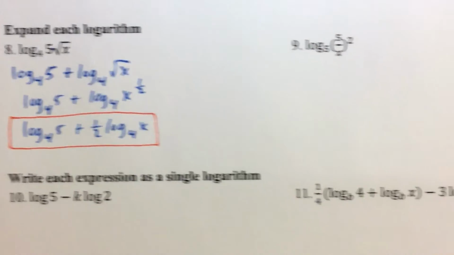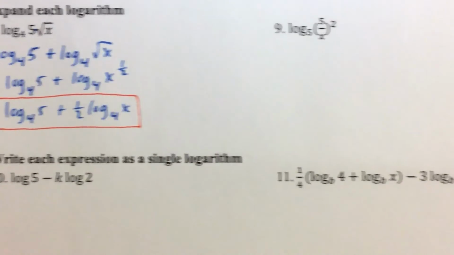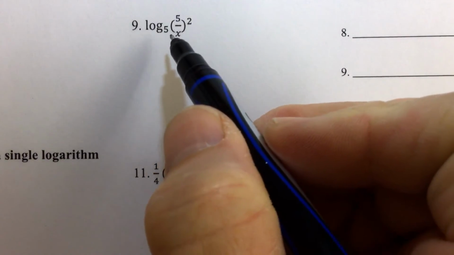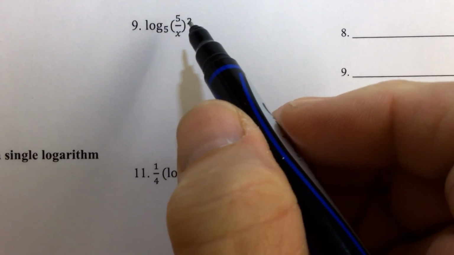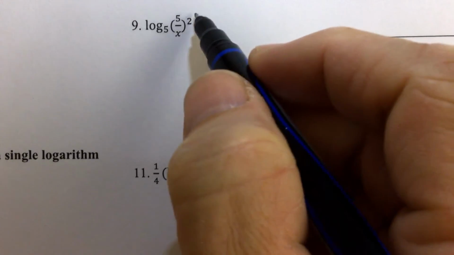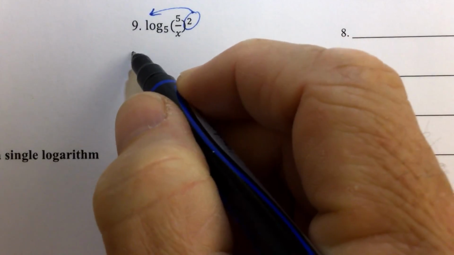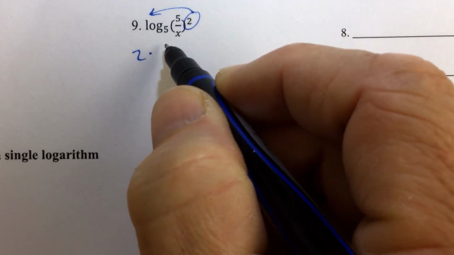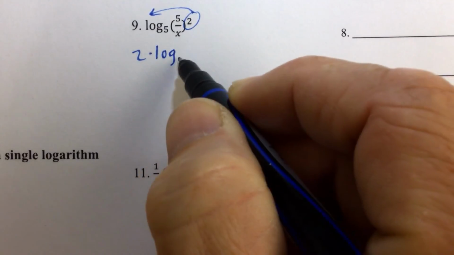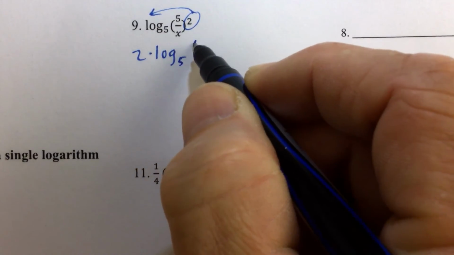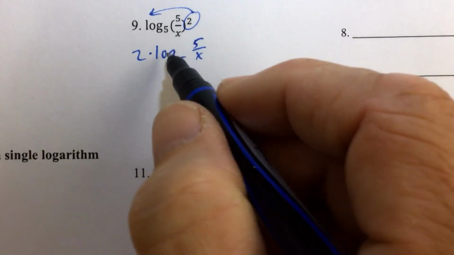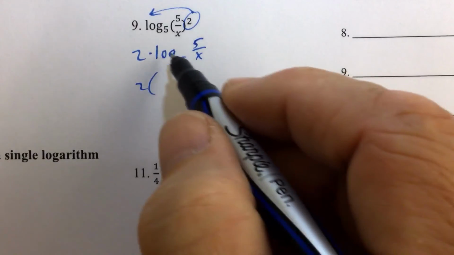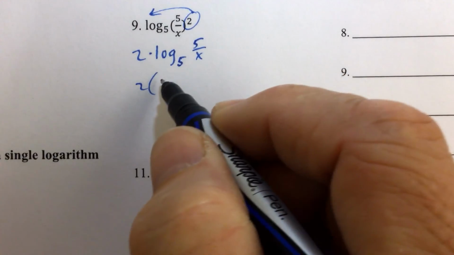Well, in number 9, we're also going to expand the log. So let's move it over here. We notice that we have log base 5 of something to a power. Well, that power, we're going to bring out front, just like we just talked about. That's the power rule. Anytime we have the argument raised to a power, we bring that power out front. So we have 2 times the log base 5 of a quotient. Well, the log of a quotient means that we're going to need to use subtraction. So the log of a quotient is the difference of the logs.